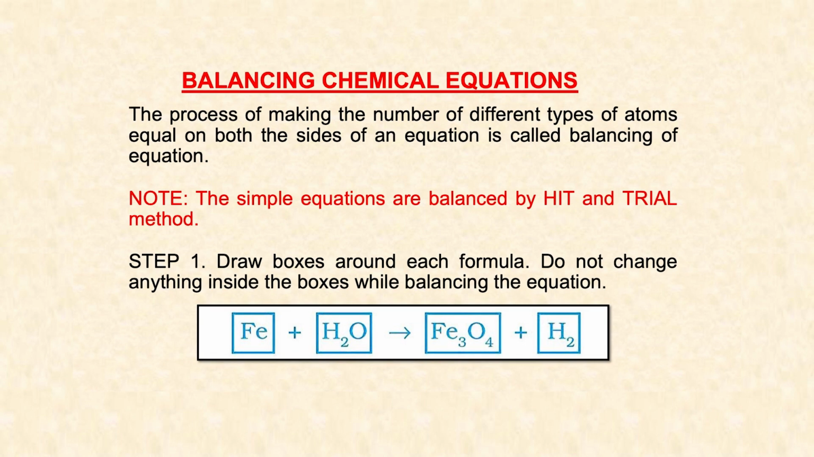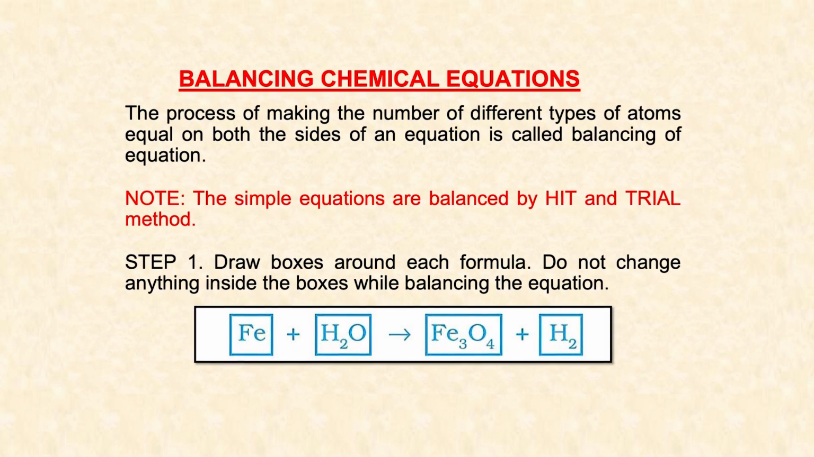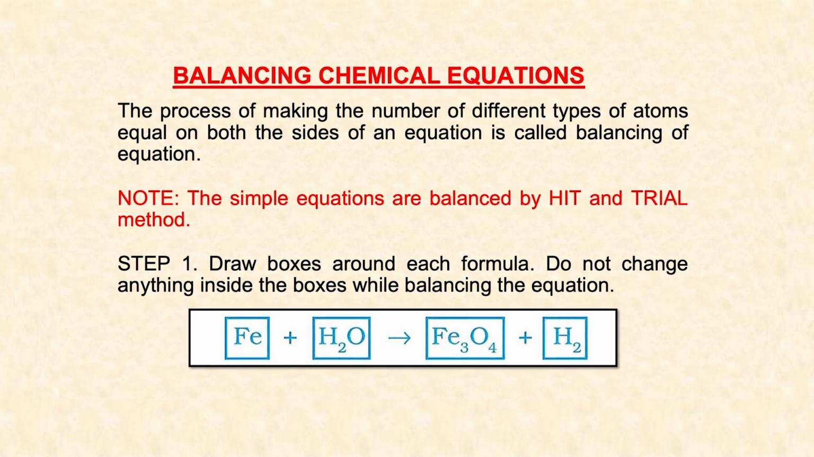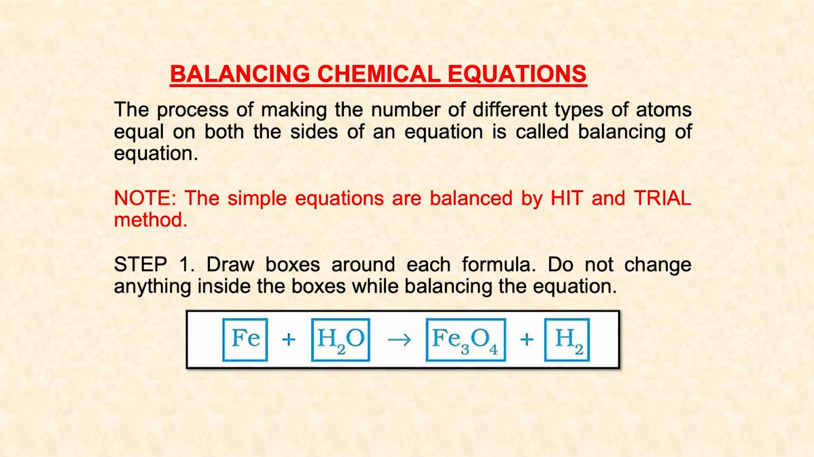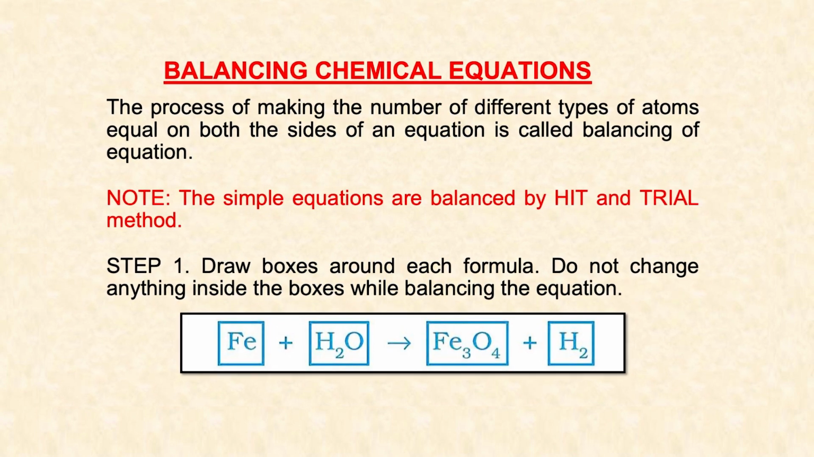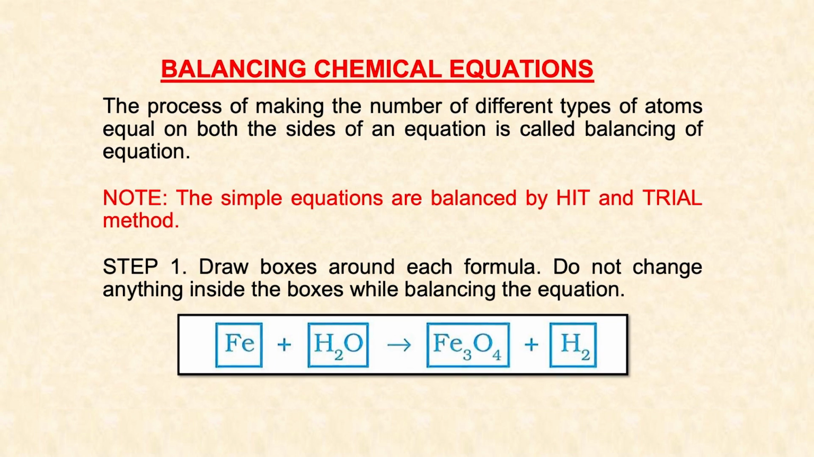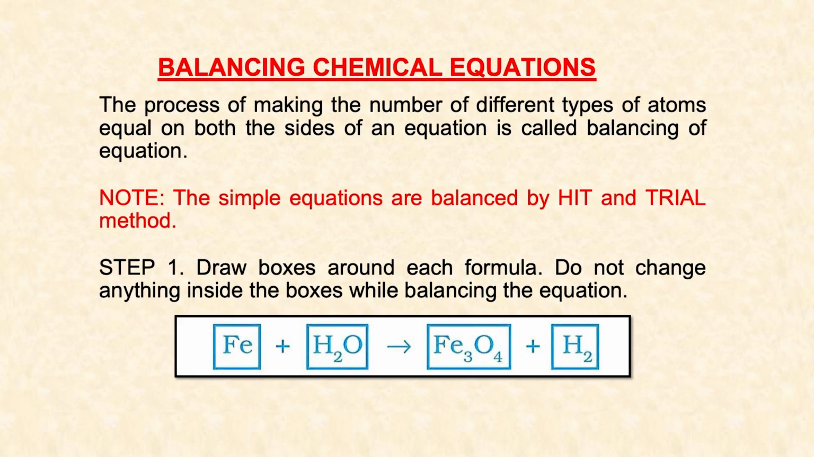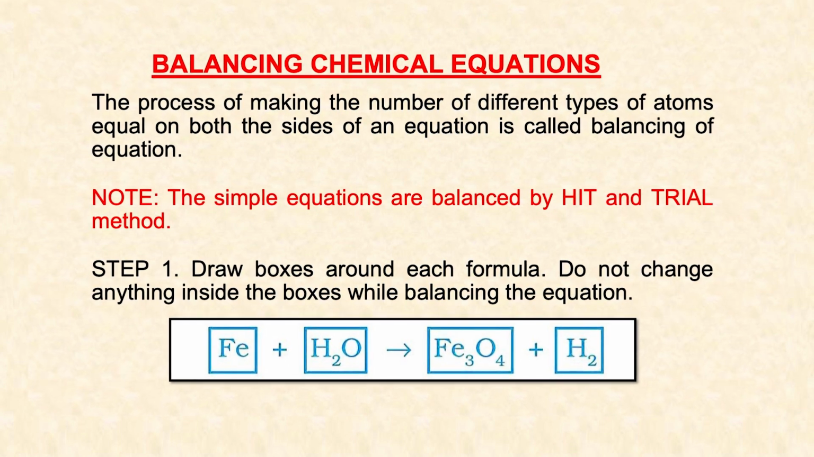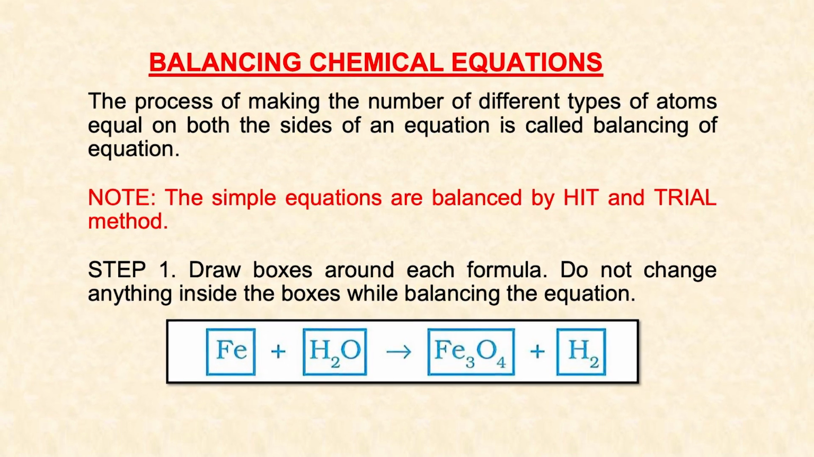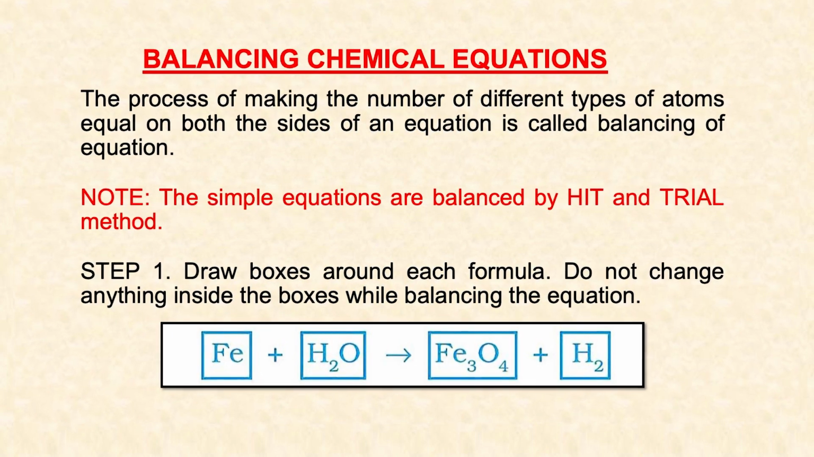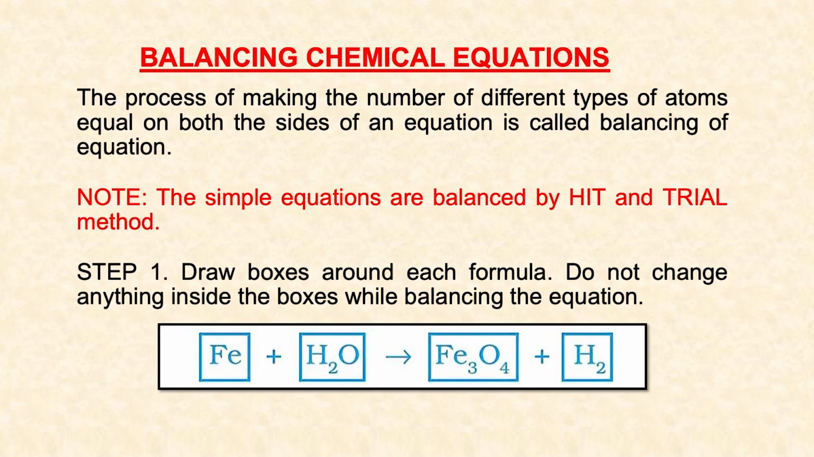After finding the answer to the question, why do we balance a chemical equation? Now, next question is how to balance these equations. The simple equations are balanced by hit and trial method. The following steps are followed for balancing the chemical equation. Let us take an unbalanced equation to understand balancing: Fe + H2O gives Fe3O4 + H2.